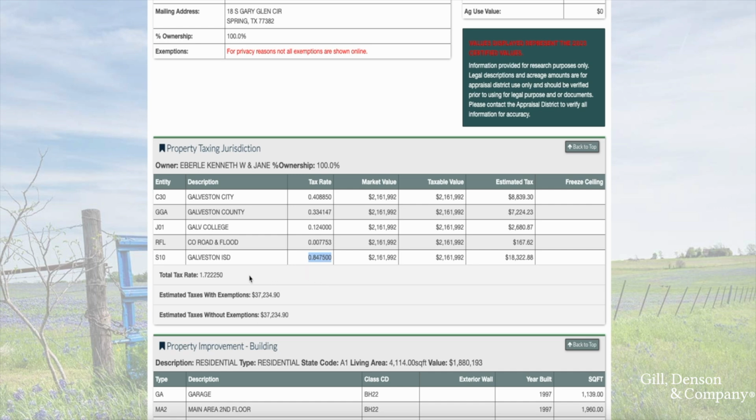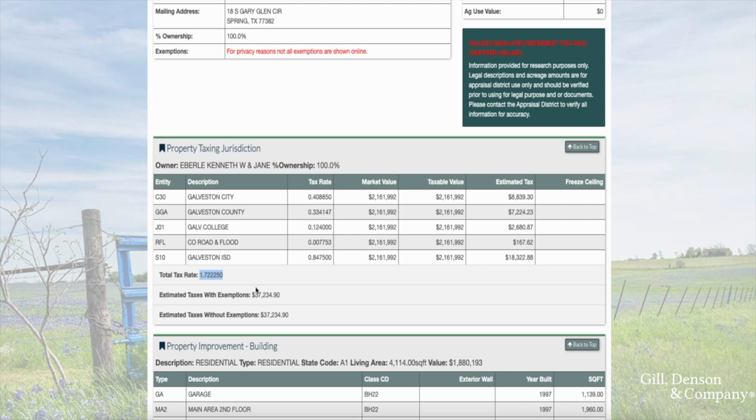Again, very ballpark numbers. Galveston has a little bit lower tax rate this year. The total tax is about 1.72%, and that's applied to the value, the assessed taxable value of the property to calculate your tax bill. So 1.72% of 2.1 million is about the $37,000. Each of these numbers will add up to 1.72%. So there's required tax transparency.